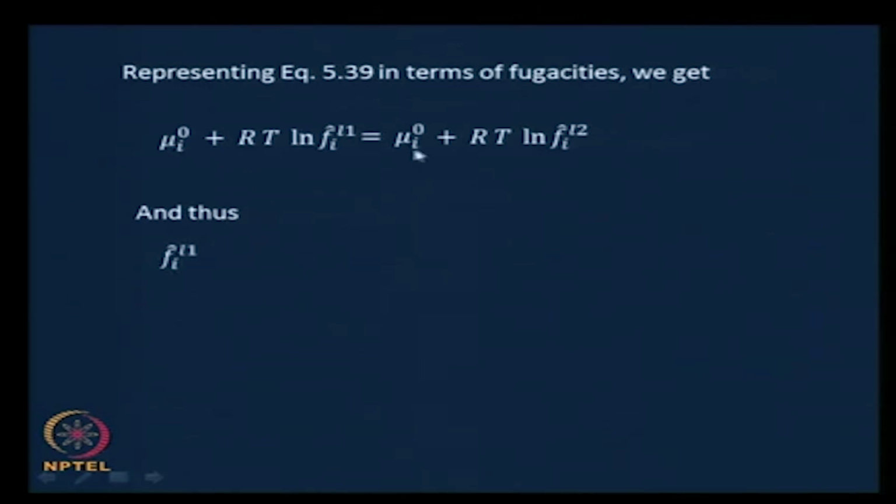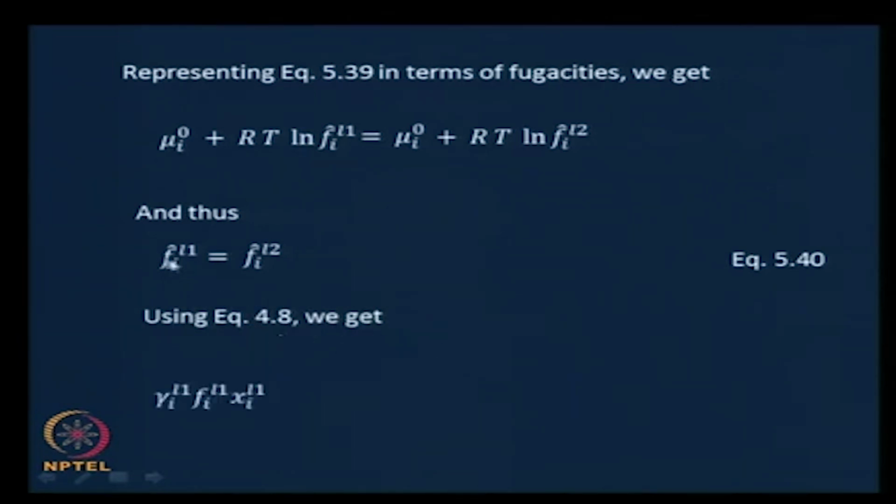It is quite easy to see that mu I naught is going to cancel with mu I naught, RT cancels with this side, and then ln f̂ I L1 equals ln f̂ I L2, and therefore f̂ I L1 equals f̂ I L2. Now, if you go back and look at expressions for this, which is essentially equation 4.8 in the previous module, you could express f̂ I L1 in terms of the pure component fugacity, which is easier to estimate.